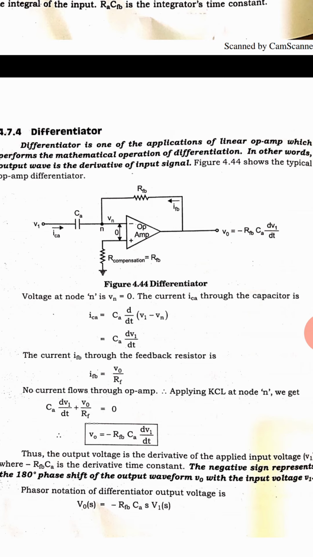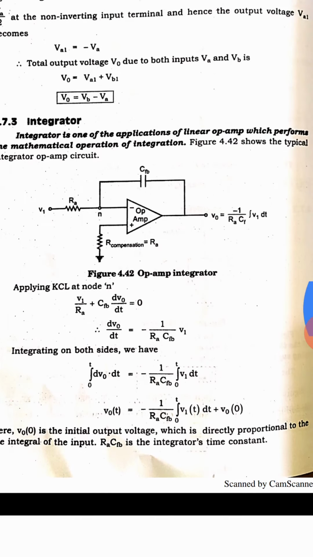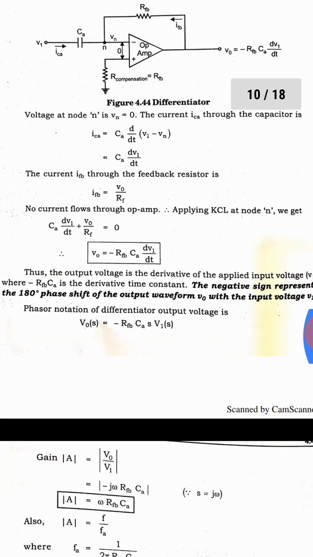We are interested in the output voltage V0, so rearrange the formula. R into C is the time constant, times dV1 by dt. That means the input voltage is differentiated. In the previous circuit, the input voltage V1 was integrated. So this is an integrator circuit, and this is a differentiator circuit.